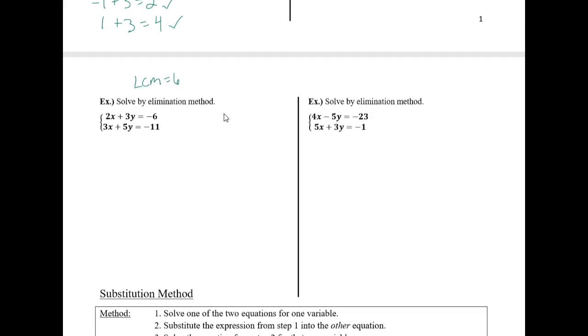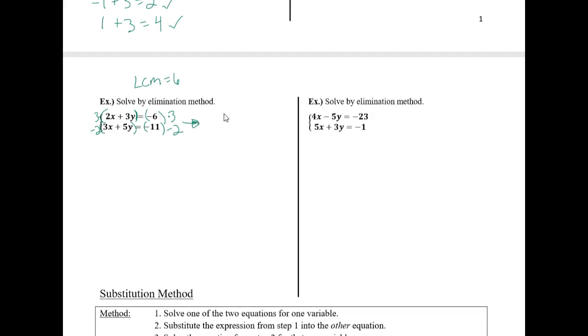So the goal is to get one of these to be 6x and the other one to be a negative 6x. So I'm going to take this first equation, and I have to multiply 2 by 3 to make it 6. So I have to multiply the left side of the equation and the right side of the equation by the same amount to keep it equal. Now, if this is a positive 6, that means I want this second equation to have a negative 6x. I'm going to multiply the bottom equation by negative 2, right? Negative 2 times 3 would give me negative 6. Whatever I do to one side of the equation, I have to do the same thing to the other side. Now let's look at the new equations.